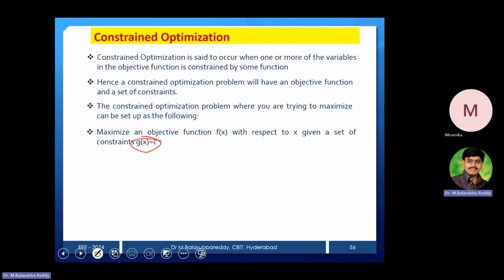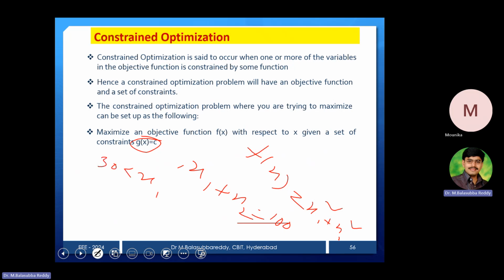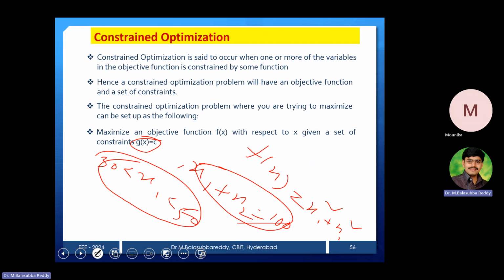One is the equality constraint, and the other is the inequality constraint. Suppose our function is x1 square plus x2 square. One constraint may be x1 plus x2 is equal to 100. Another constraint may be x1 between 30 and 50, anything. This is the inequality constraint, and this one is the equality constraint.